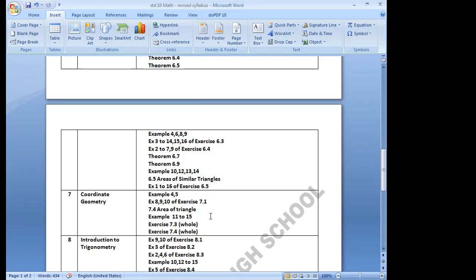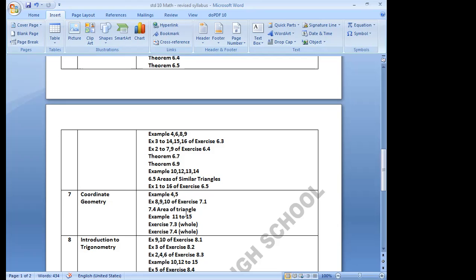167 exercise 7.2, the whole exercise is included. Means all the topics of this exercise will be covered in the examination. 7.4 area of triangle, this topic is excluded, means most of the sums from this will be excluded. That is examples 11, 12, 13, 14 on page number 169 excluded. 170 example 15. In short, examples 11 to 15 on page numbers 169 and 170 are excluded.